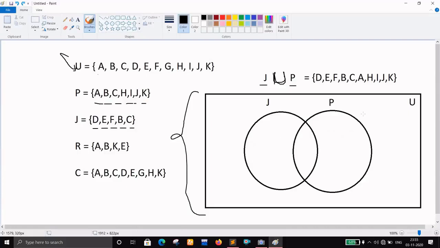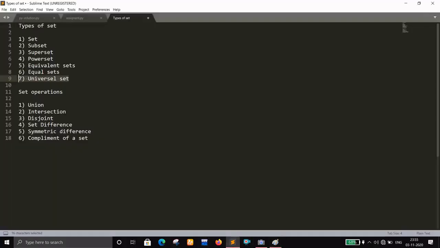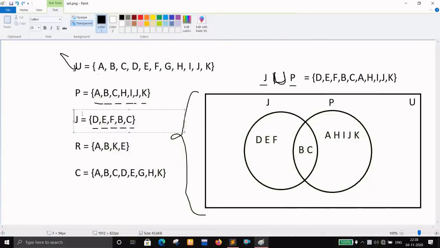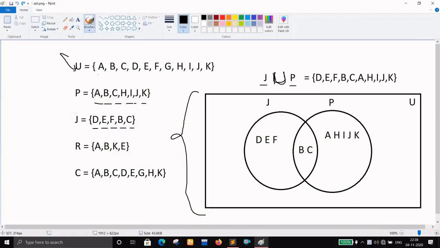So that was the first thing. Now, this was union. The next set operation is intersection. So what is intersection? Intersection is nothing but the common portion between two sets. In this case, let us first identify what are the common elements between J and P. We can clearly see that J has B and P also has B. J has C and P again has C. So that means B and C are the common elements. And that's what we get when we take the intersection of both the sets.